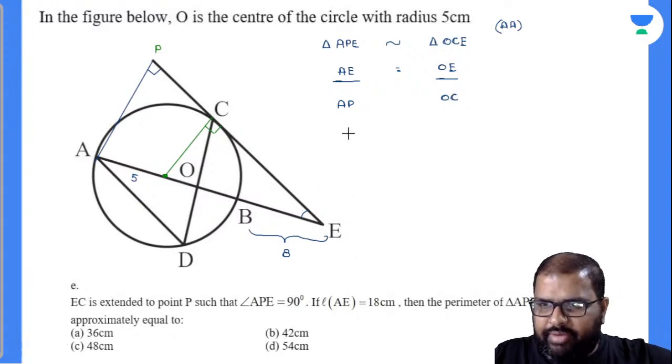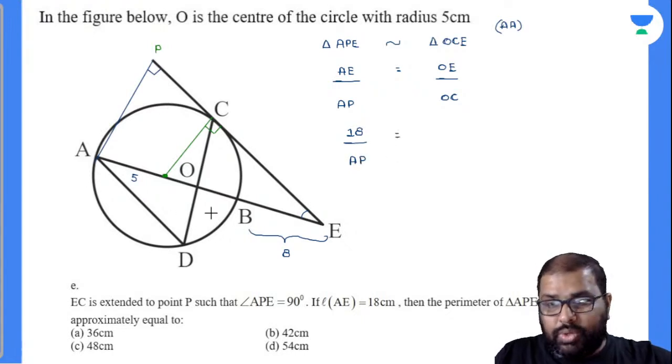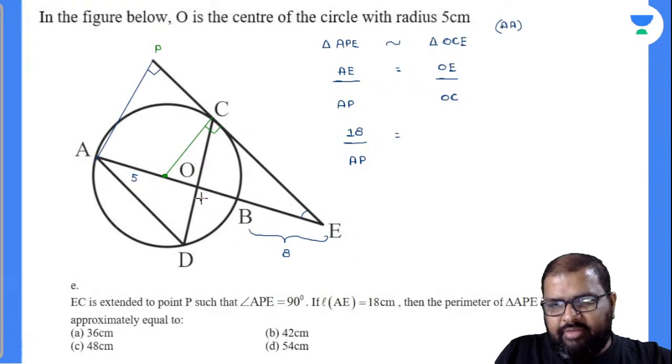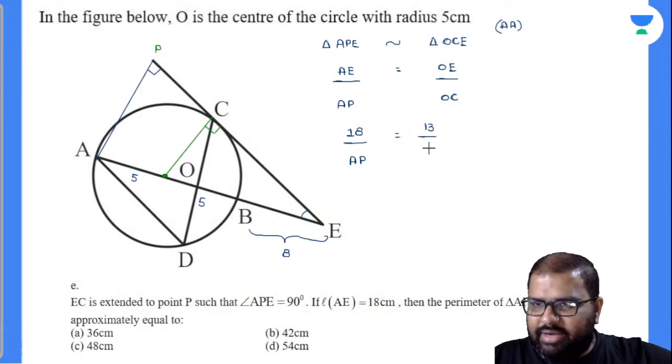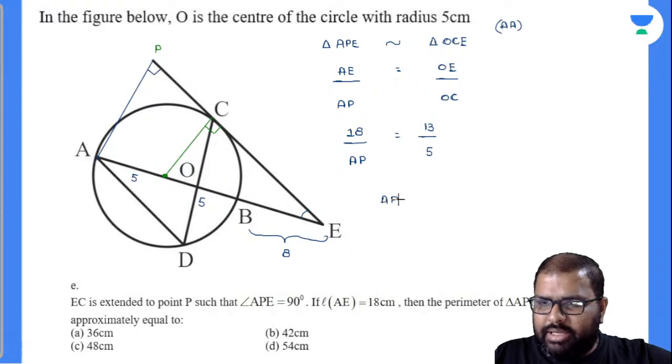That you have already written here, 18. How much is your AP value? You don't know your AP value, so I'll write AP. Do you know how much the OE value is? Yes, OB value is 5, and 5 plus 8 is equal to 13. Now, how much is OC? OC is the radius of the circle, which is 5. So by this I can write AP is equal to 18 into 5 by 13.